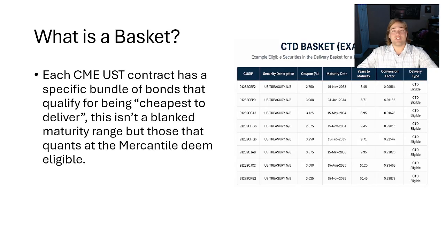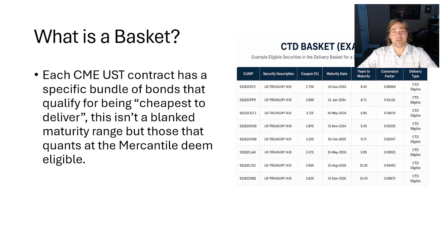The cheapest to deliver basket is pretty much quants at the Chicago Mercantile Exchange find a bunch of eligible bonds that, because of financing and other market price reasons, could fit into it, and they create the basket. If you go to the CME website, you'll see they release every Wednesday an Excel file showing the entire basket for each contract and its conversion factors.